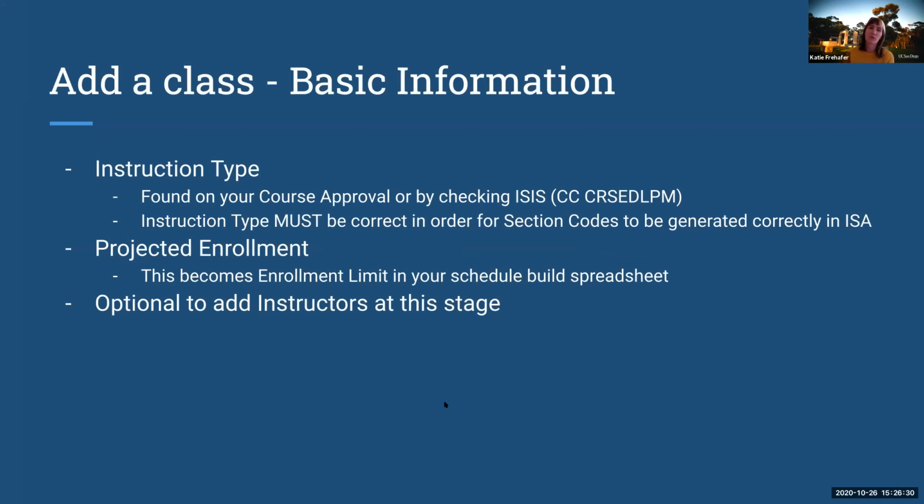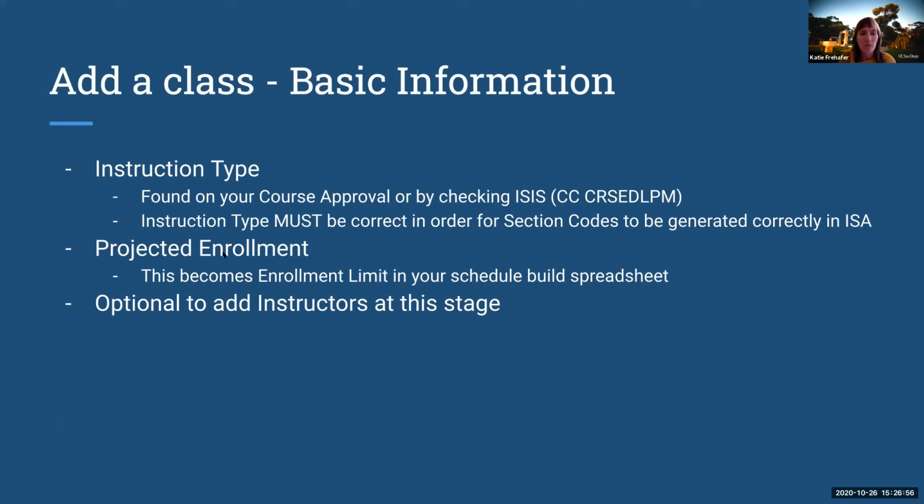this is the basic information you'll need to enter, the instruction type. This is found on your course approval form and could also be found by checking ISIS on this screen here. It must be correct in order for section codes to be generated correctly and for it to go into ISIS correctly. So it's really critical that you check your instruction type and make sure that you are selecting the correct instruction type according to your course approval form.